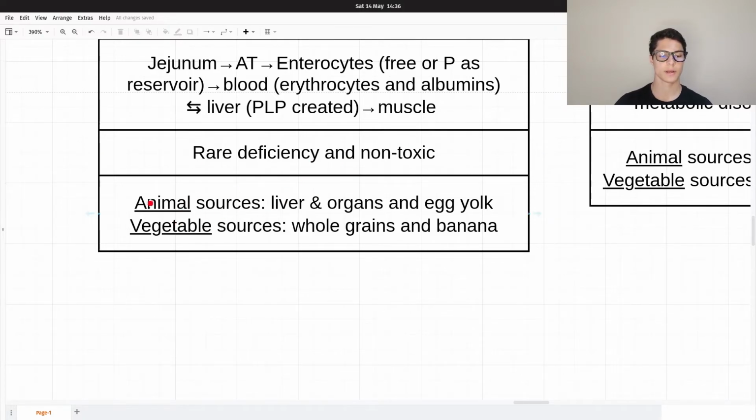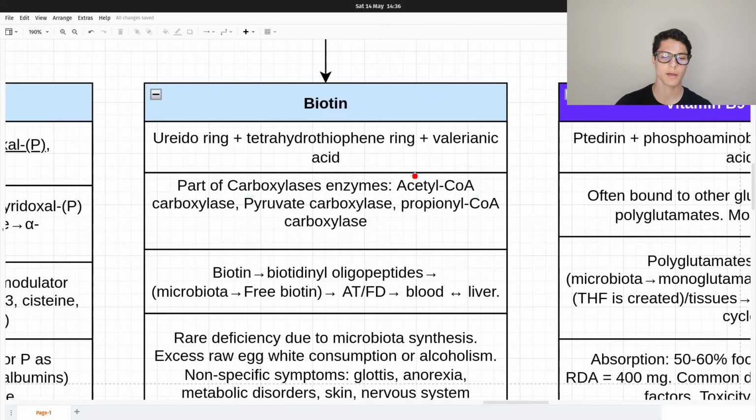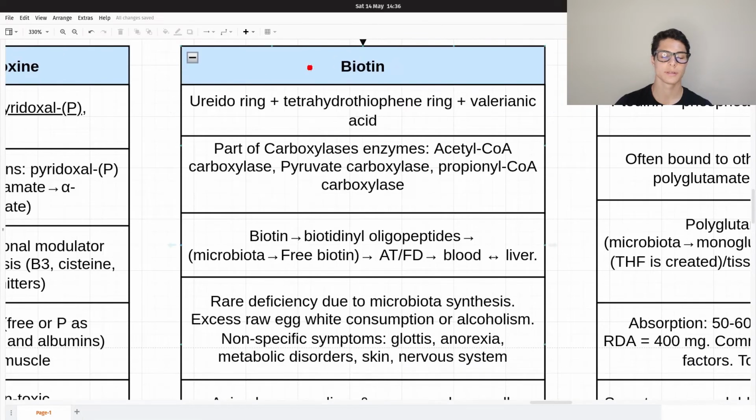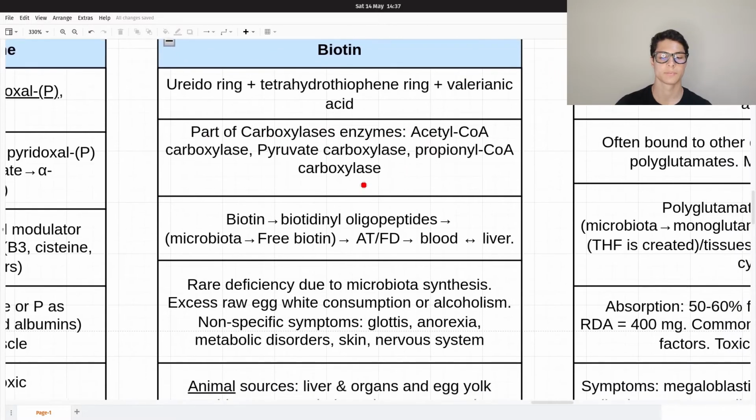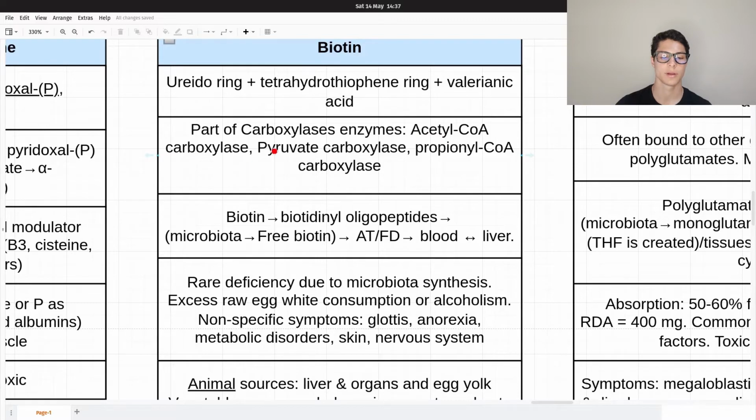The sources from animals are liver and organs, and the egg yolk. Vegetable sources are whole grains and banana. And then we have biotin. Biotin has a ureido ring plus a tetrahydrothiophene ring and a valeric acid. The vitamin is also called vitamin B8 or B7 depending on the literature. It's part of carboxylase enzymes: acetyl-CoA carboxylase, pyruvate carboxylase, propionyl-CoA carboxylase.